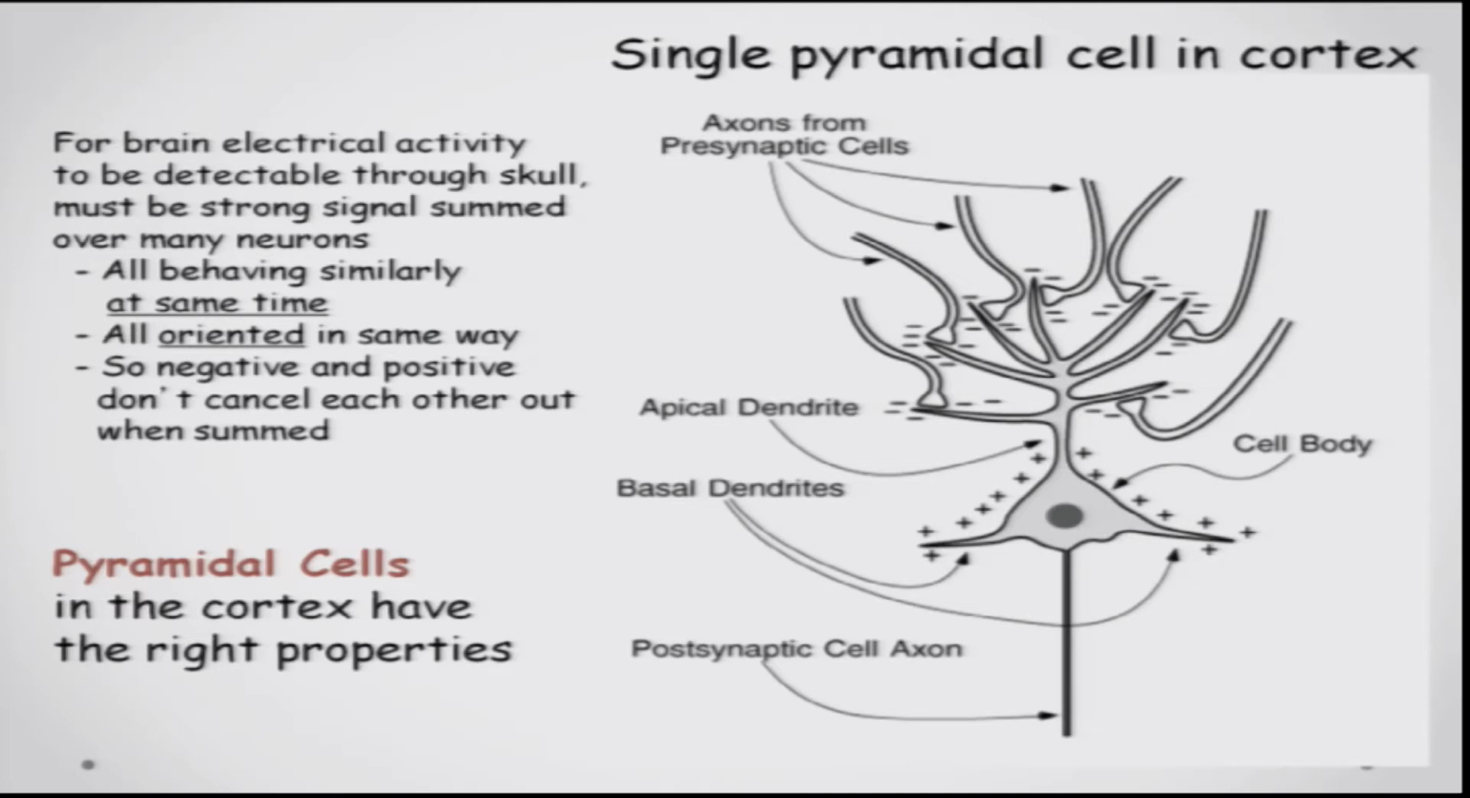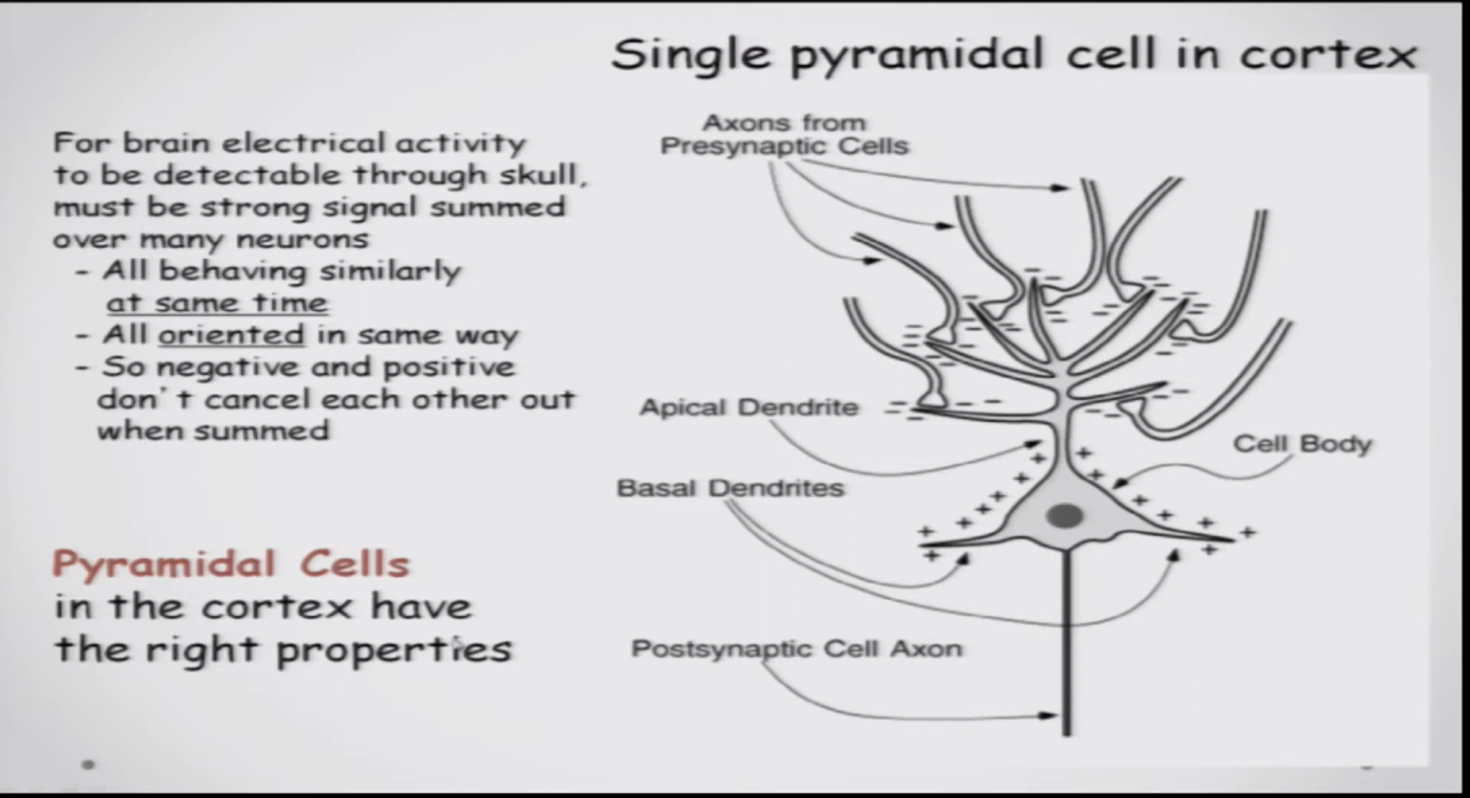Though we can go and record a single cell in the cortex, as I showed you on that slide on the scales, we measure with a patch clamp. But for brain electrical activity to be recorded through the skull, there must be a strong signal. So all neurons should be behaving similarly at the same time, all oriented in the same way, so that the negative and positive do not cancel each other out. Pyramidal cells in the cortex, in layer 5, have the right properties.